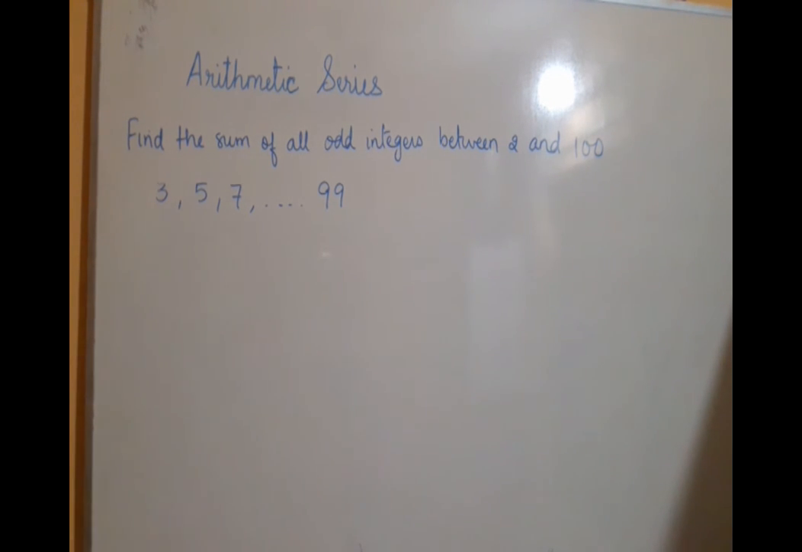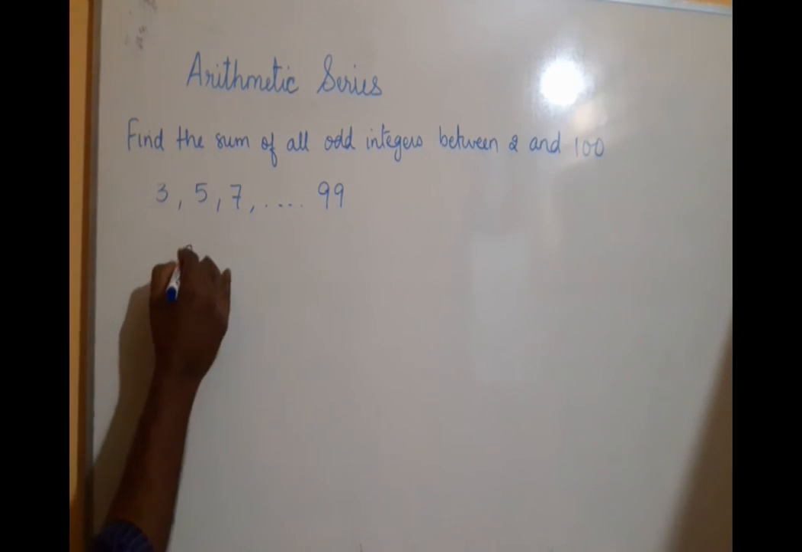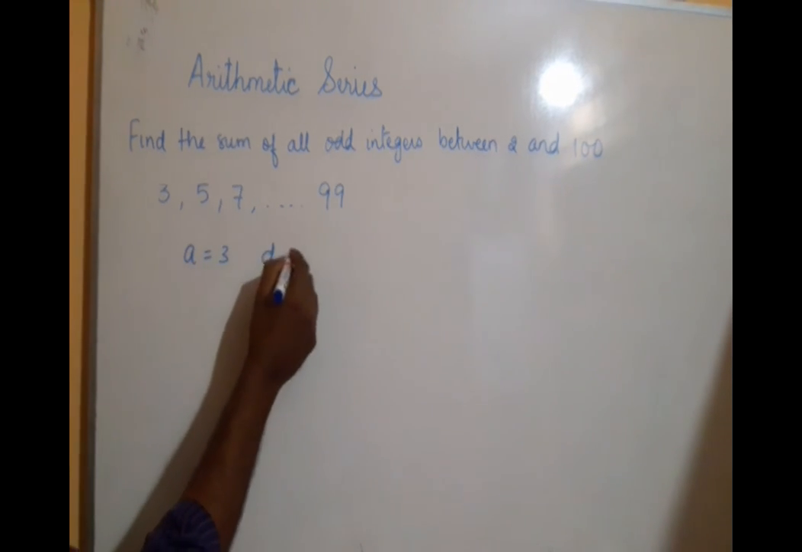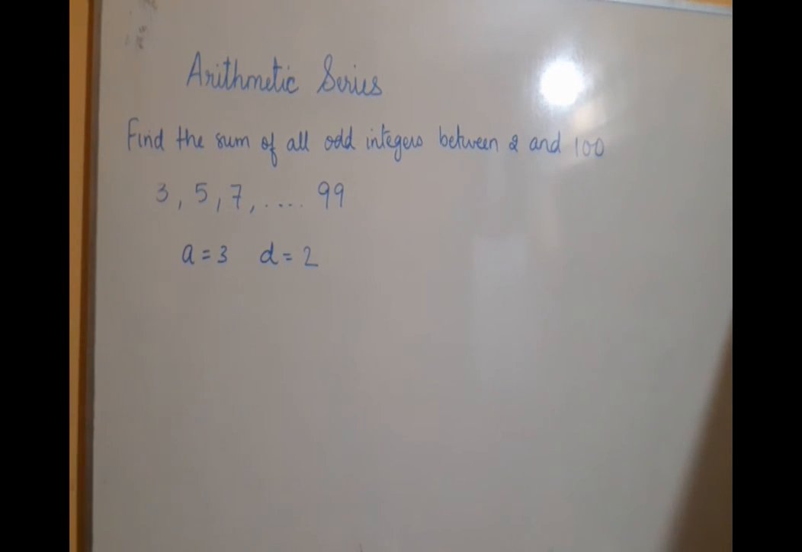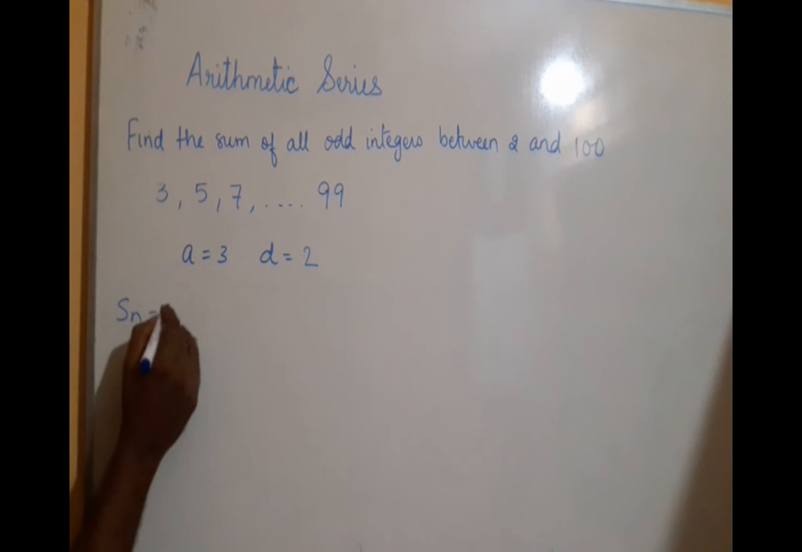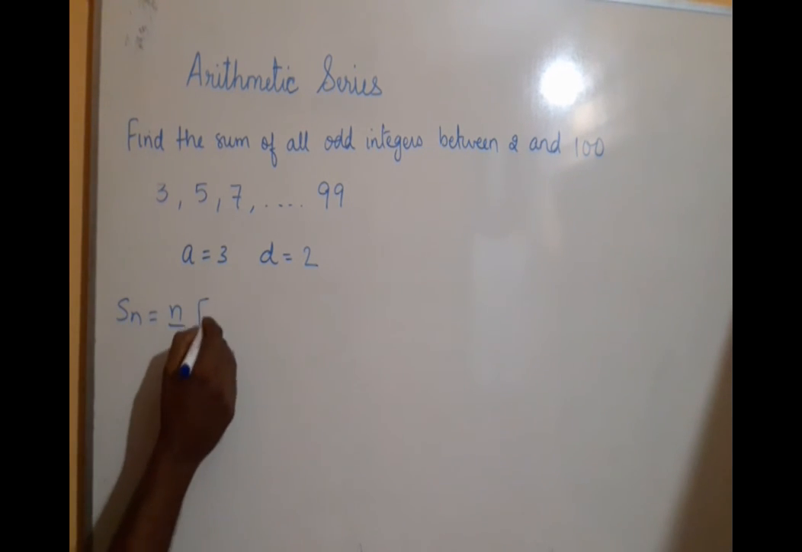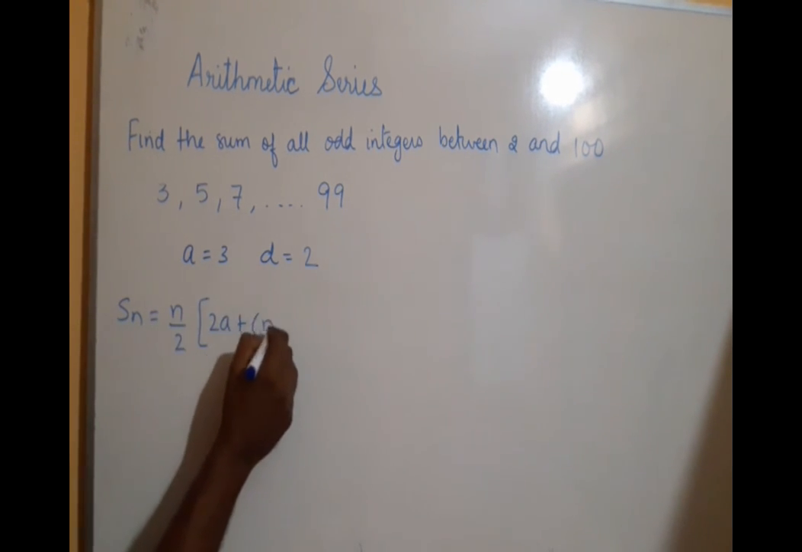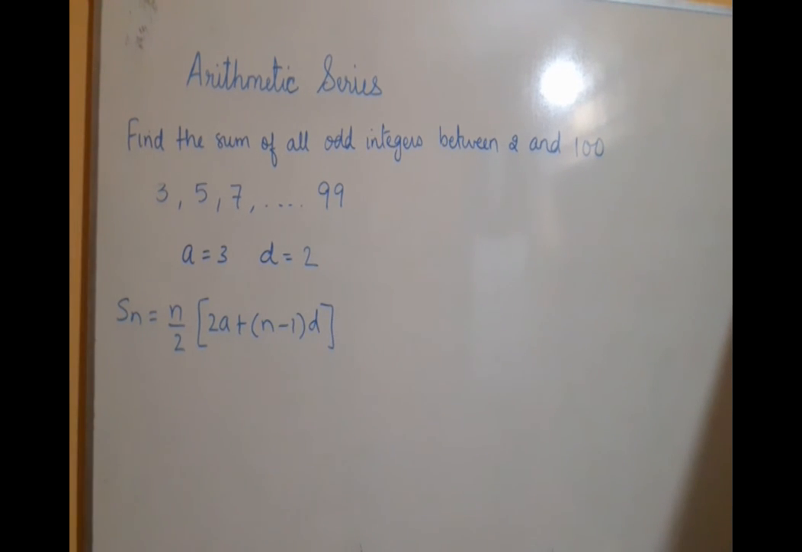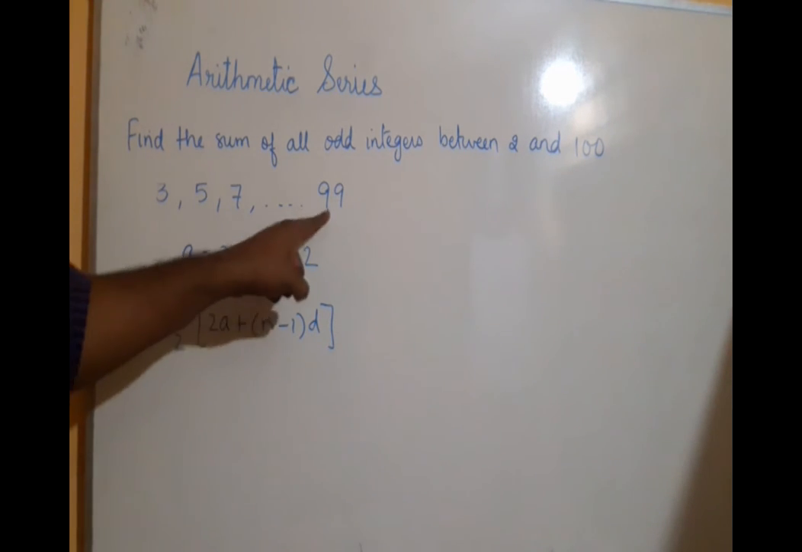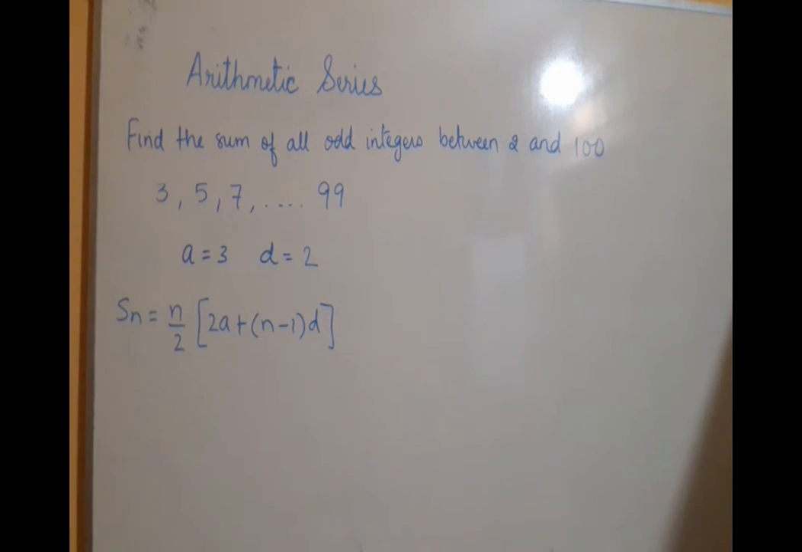Okay, we know what is A. A is 3. We know what is D. D is 5 minus 3, that is 2. And the formula is Sn equal to n by 2, 2a plus n minus 1 D. Now what we don't know here is the n. Which term is 99? So we'll have to go where we did previously, finding which term is 99.